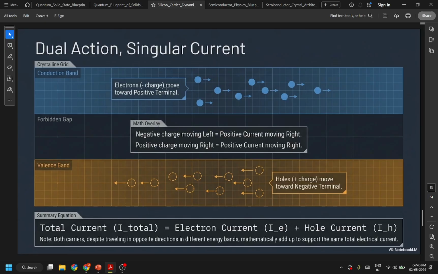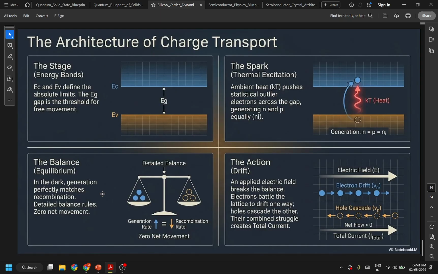So the electrons move towards the positive terminal, with negative charge, whereas holes with a positive charge move towards the negative terminal. The total current is electron current plus hole current. So this is the summary.